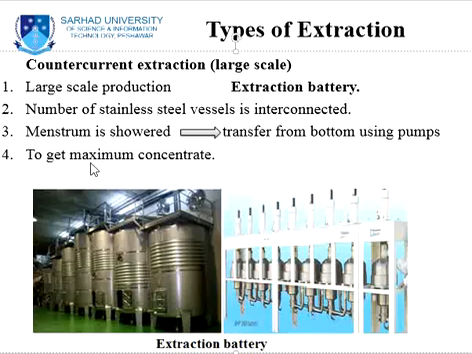This method is used to get maximum concentrate either in the form of fluid extracts, tinctures, extracts, and powder extracts, which are collectively called the galenicals. This is an industrial scale vessel for the extraction process, which are interconnected at the bottom, and the menstruum is showered on the top. So this is a completely continuous process. We can also see here these vessels are interconnected from the bottom and showered from the top of the vessel.